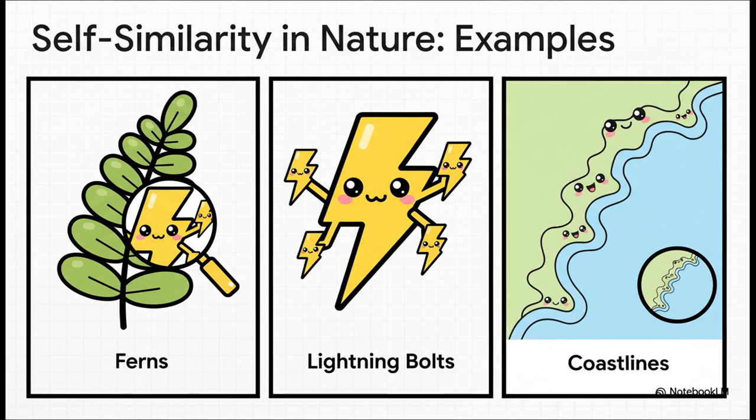And let me tell you, nature absolutely loves fractals. A single frond of a fern looks like a miniature version of the entire plant. The jagged path of a lightning bolt is filled with smaller, similar jagged paths. Even a coastline, when you zoom in, reveals smaller bays and coves that echo the shape of the larger one. It's symmetry that repeats not through space, but through magnification.